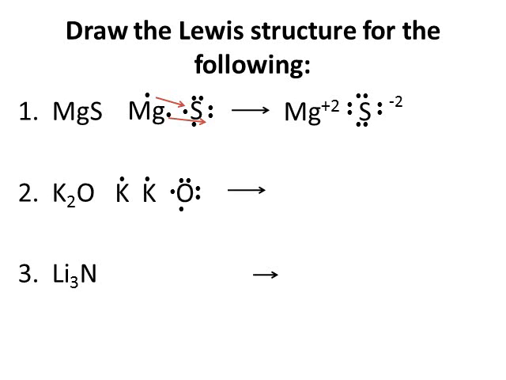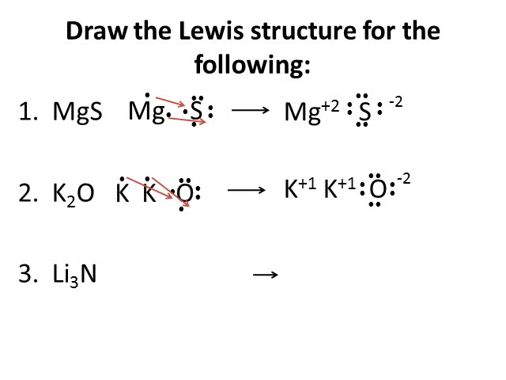Potassium oxide. We have 2 potassiums and 1 oxygen. Each potassium has 1 valence electron while oxygen has 6. So each potassium is going to donate its 1 valence electron to oxygen, leaving us with 2 potassium ions that each have a +1 charge, and an oxide ion with 8 dots and a -2 charge.